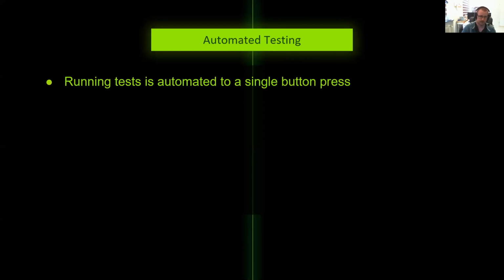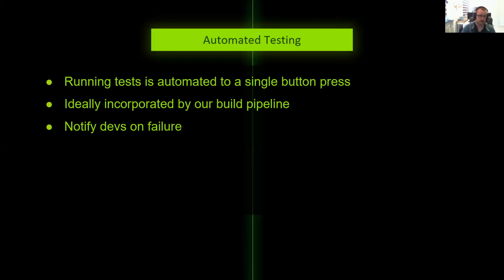Tests are usually run by pressing a single button, and they are ideally incorporated into our build pipeline. What if they fail? Our devs are immediately notified and see that something went wrong, and this in turn helps us to avoid rushed last-minute bug hunts.